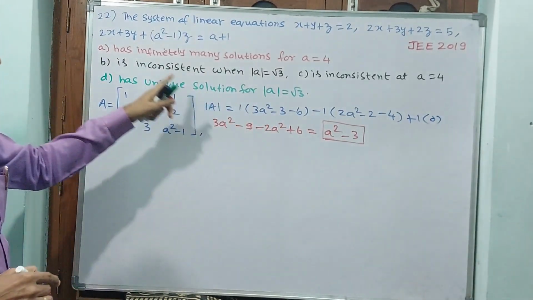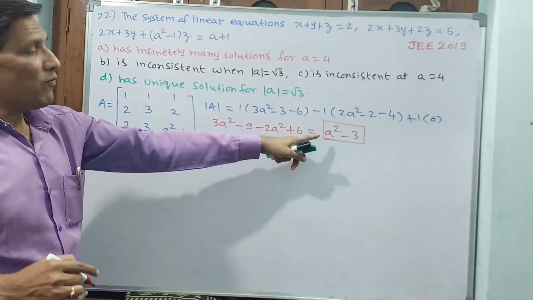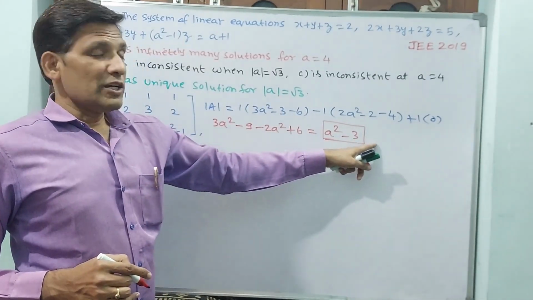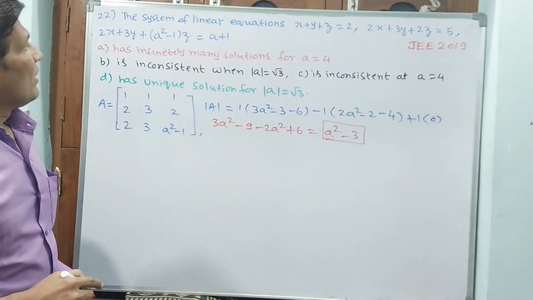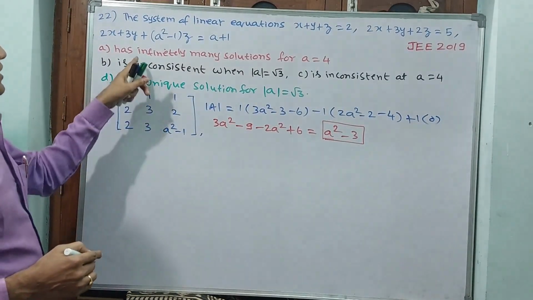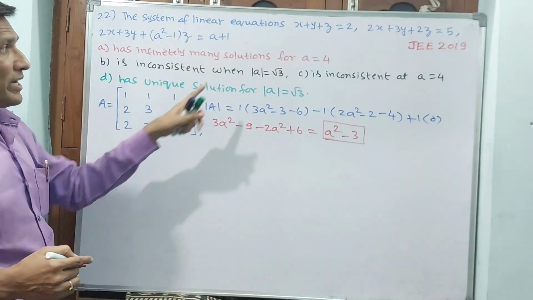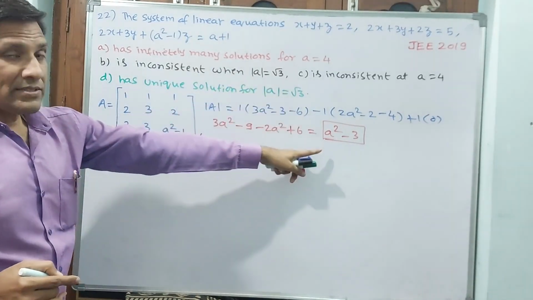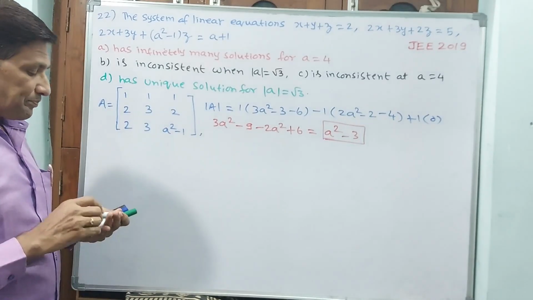With this you cannot say. Why? Because see, only with one value you cannot say. A is equal to 4. If you keep 4 square, 16 minus 3, 13 will come. 13 means rank is going to become 3. Okay. Rank is 3, but infinitely many solution. No, not correct this answer. When you take at 4, okay, but a root 3 has not come here. When you equate it to 0, that is why, wait.